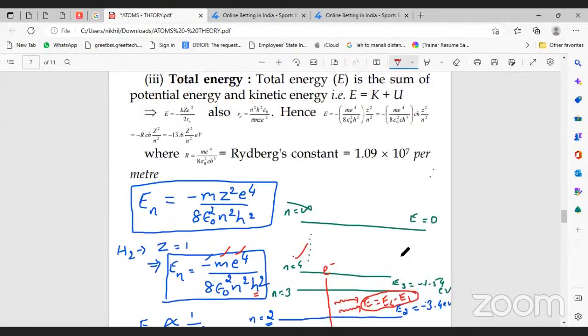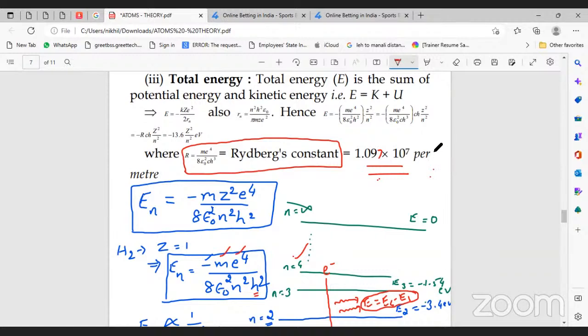Then this is what we have explained here. Actually, this is called the Rydberg constant. What is the formula for the Rydberg constant? R equals m e power 4 divided by 8 epsilon naught squared c into h cube. On substituting these constant values, we get the Rydberg constant, that is 1.097 into 10 power 7 per meter. Please remember that. The Rydberg constant for hydrogen atom is 1.097 into 10 power 7 per meter.